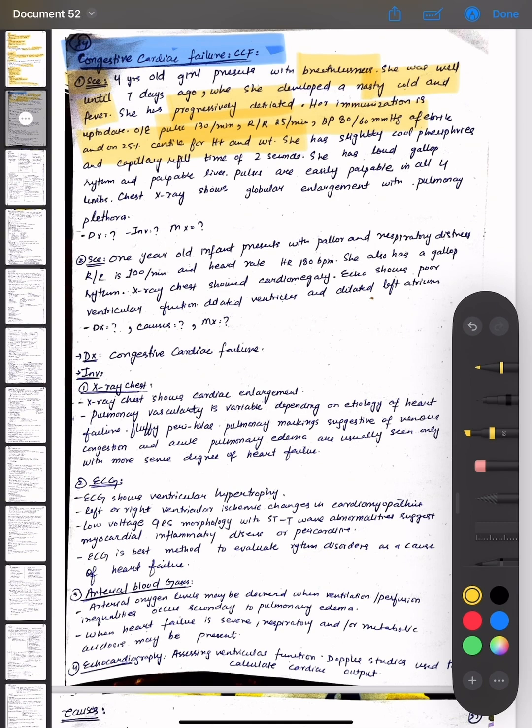She has a loud gallop rhythm and a palpable liver. Pulses are easily palpable in all four limbs. Chest X-ray shows globular enlargement with pulmonary plethora. So, what is the diagnosis? It is congestive cardiac failure.